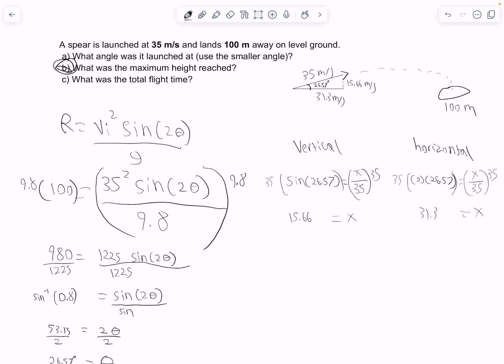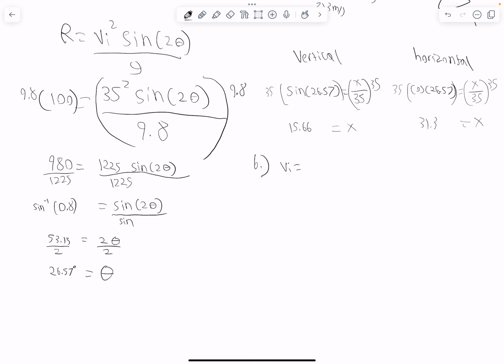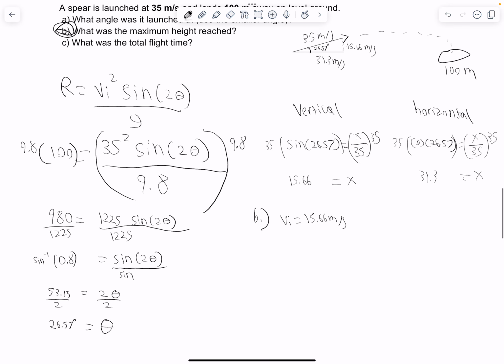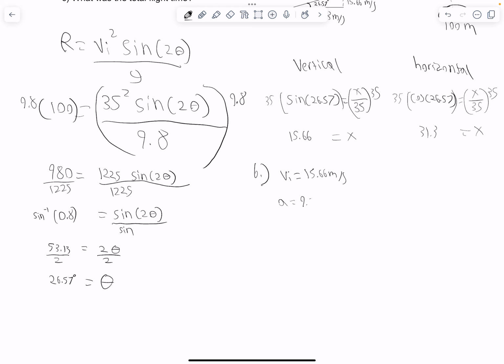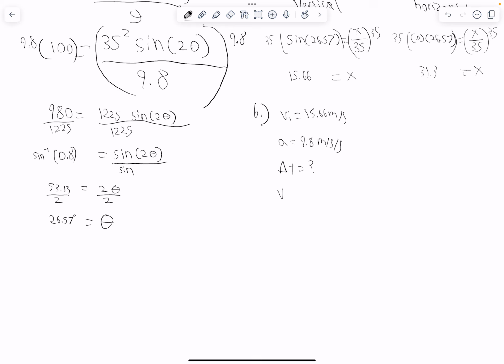Okay, so now we're going to move on to B. What is the maximum height reached? That is going to pertain to the vertical component of the problem. We know our initial velocity when it comes to the vertical motion is 15.66 meters per second. The acceleration due to gravity is always going to be 9.8 meters per second squared. We are trying to figure out the height, so I'm going to put a question mark next to change in distance, and our final velocity is going to be 0, because when it gets to its max height up here, it is going to stop for that fraction of a second. So we know the final velocity will be 0.